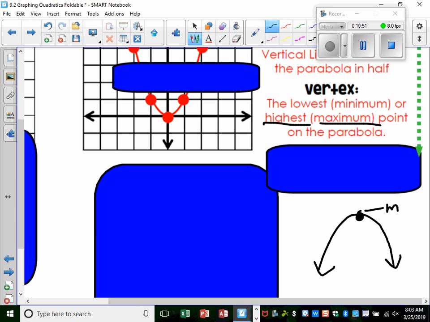So you might want to add that picture to your foldable. I can't put the entire word, but you can write it completely out. I'll put it under here. That would be the maximum point when it's at the top. When the vertex is at the bottom, it's called the minimum point.